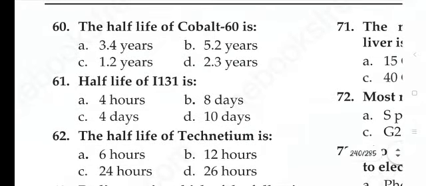Next question, the half-life of cobalt 60 is. Options are option A 3.4 years, option B 5.2 years, option C 1.2 years, and option D 2.3 years. So the answer of this question is option B, that is 5.2 years.